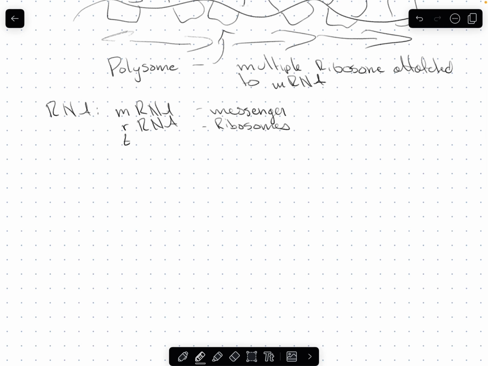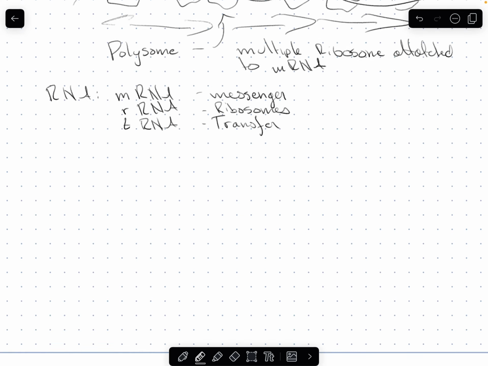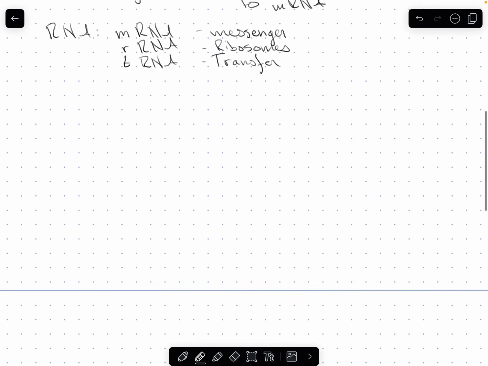This one is called tRNA. Any guesses what the T is for? Well, tRNA is transfer RNA. And so what tRNA does is it actually brings your different polypeptides, your different amino acids, to your ribosome in order for them to build the proper polypeptide chain based on your codons.